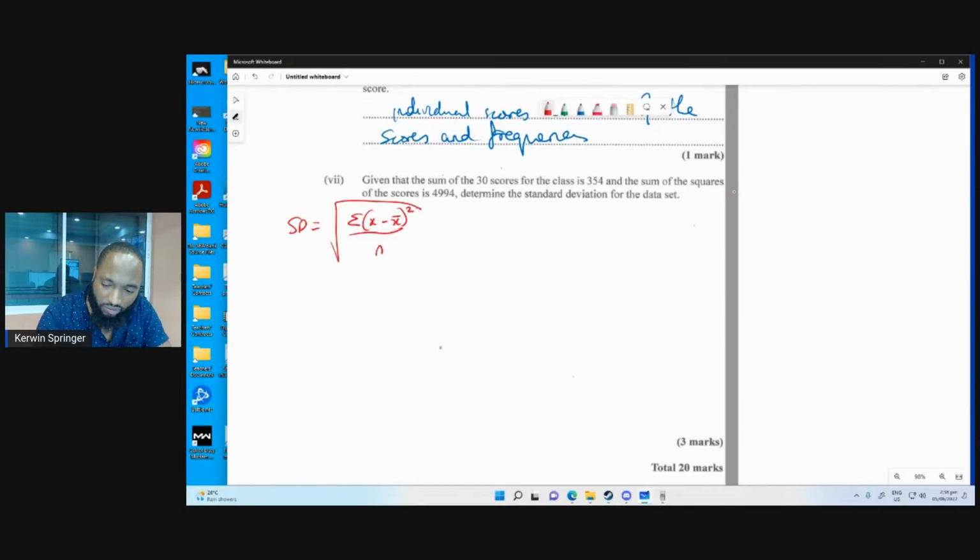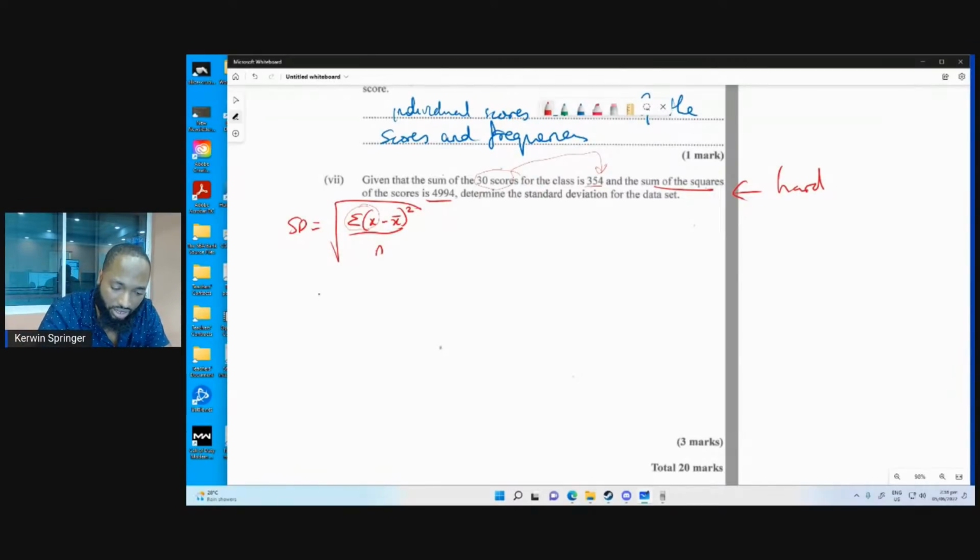So this was a hard question that I think most people got wrong last year, because they didn't give it to you straightforward. Notice what they do. They give you the sum of the squares of the scores, which is really this part here, and they give you the sum of the scores, 354, which means we could find the mean. Yeah, this is the formula sheet. So we could find this.